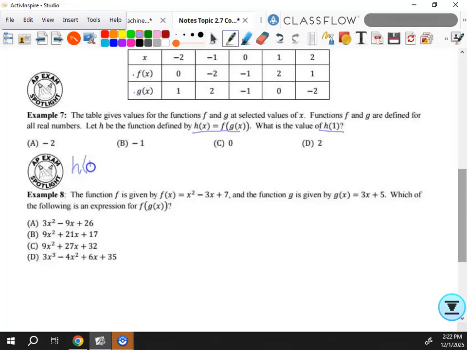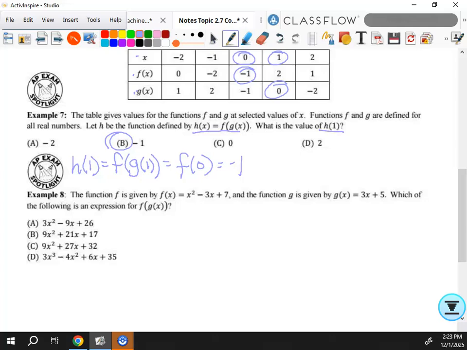So if I want h of 1, that's going to be f of g of 1. So what is g of 1? 0, because when my input is 1, the g output is 0. So that means I now want f of 0. And what is f of 0? Negative 1. When x is 0, f is negative 1. That makes your answer B. Y'all good? Okay. Any questions about where anything's coming from?